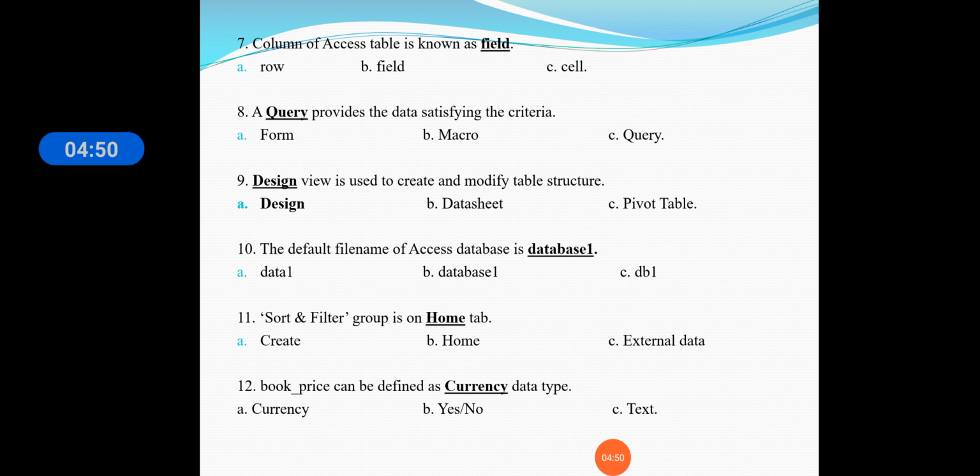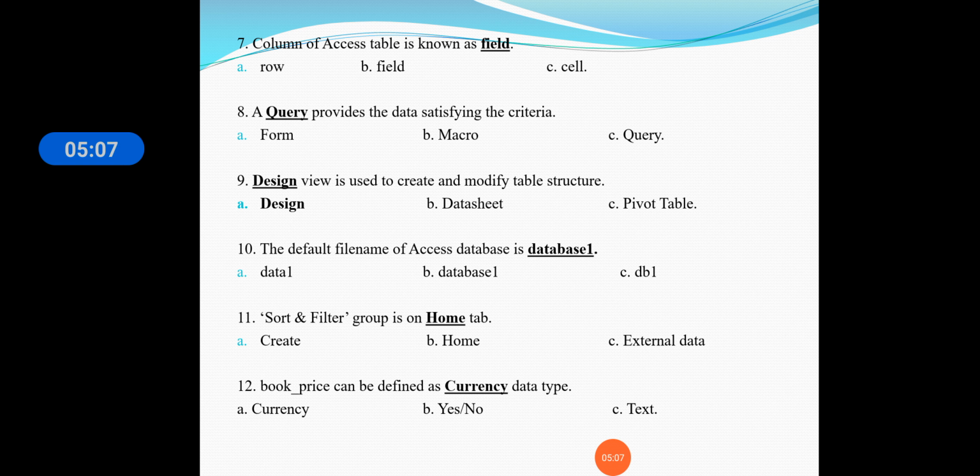10th one: the default file name of Access database is dash. Options are A data1, B database1, C db1. So the answer is database1 here. The default file name of Access database is database1 here.